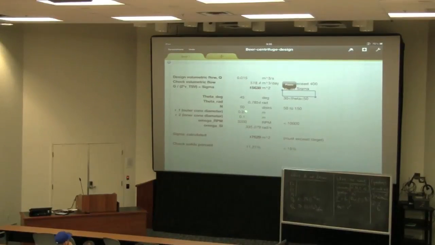If I wanted to be a bit more careful, I could go look up some vendors' catalogs and find a unit that's similar to this. And then my main degree of freedom is my rotational speed in RPMs, for which I can calculate my sigma, make sure that my sigma at least exceeds my target, and then I'm done. And then I just do a final check to make sure my solids percent is within the typical solids.